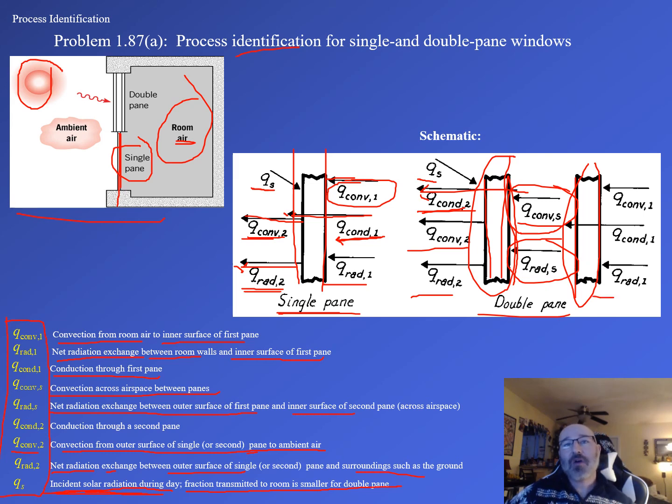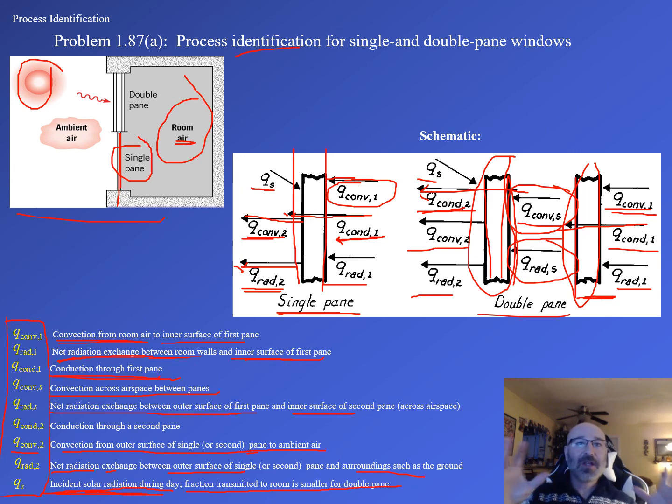Then we go back over to our inner pane right here in our double pane system, and you can see we have our Q convection 1. So if we come back over here to our Q convection 1, this is the convection from the room to the inner surface. Our conduction 1 right here, which is conduction through this first pane right here, and our radiation 1 right there, which we've already discussed, which is going to be our net radiation exchange between the room walls and the inner surface of our first pane right there.